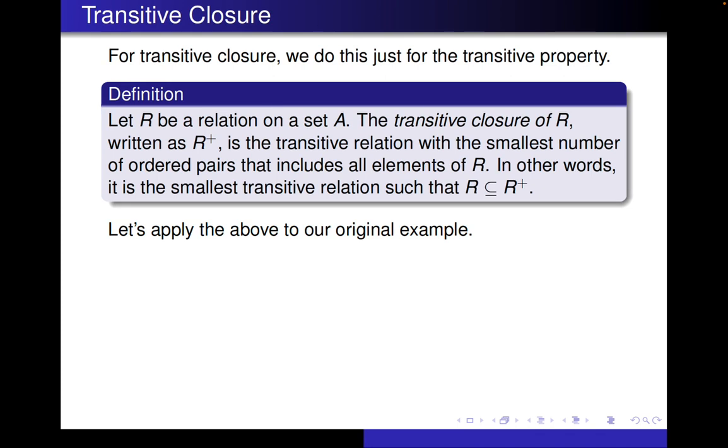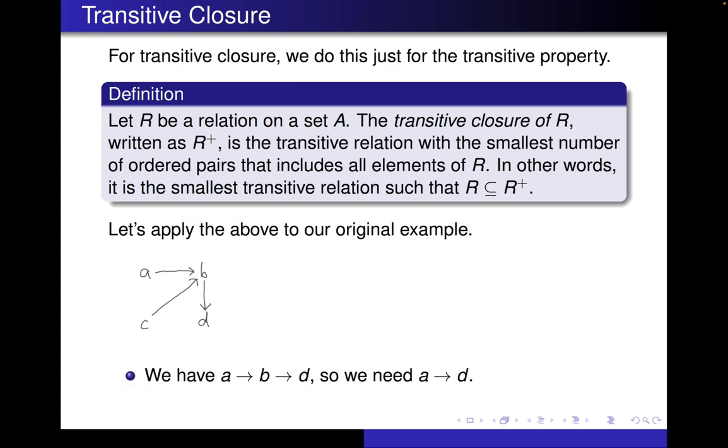So let's go ahead and apply this definition to our original example. So here we have A, B, C, and D. Now we're not going to worry about the anti-symmetric property. We're not going to worry about the reflexive property. All we're worried about is the transitive property. And how do we do that? Well, remember, the transitive property says if one element is related to a second element and the second element is related to a third element, then the first element is related to the third element. So we want to make sure and apply that reasoning.